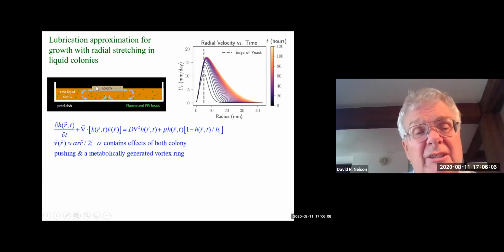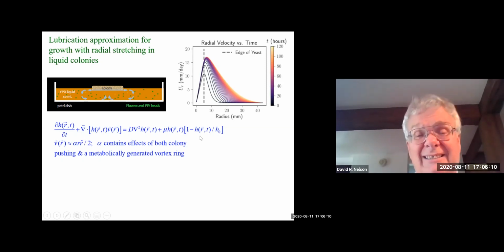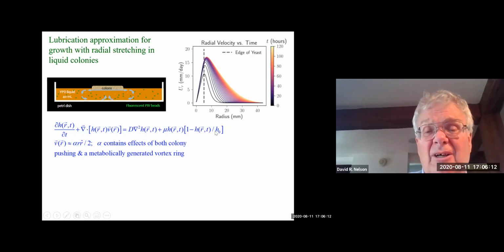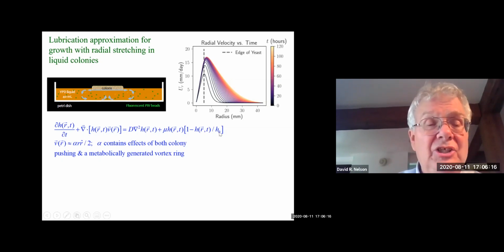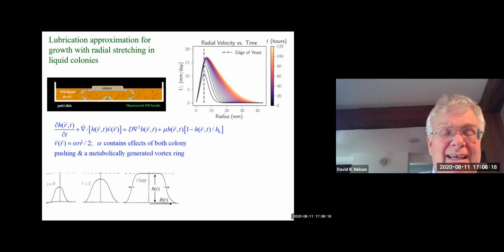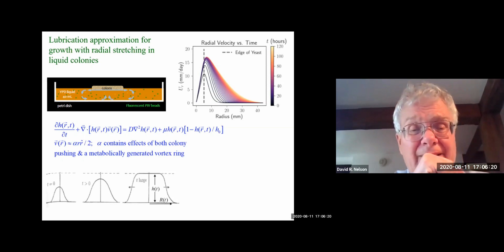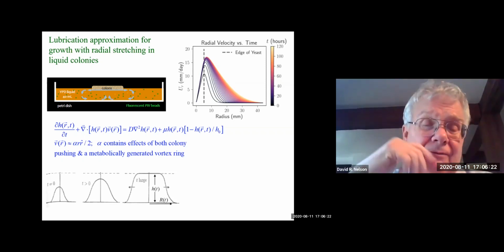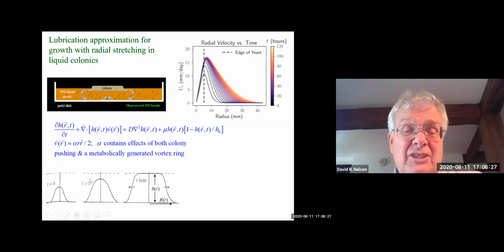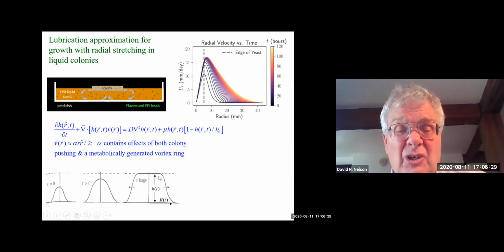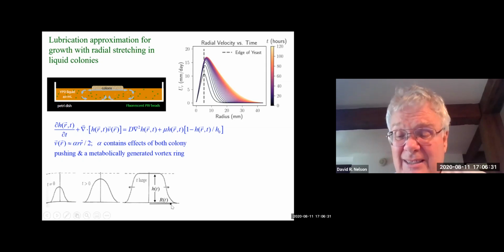There's some diffusion that tends to make the height uniform. And then here's a logistic equation for the height that says the height wants to ultimately saturate at the metabolically limited height H0. If you solve this equation, it's sort of like a Fisher equation in a way, but it has very strong advection in it. And look at what happens to the height and the radius.